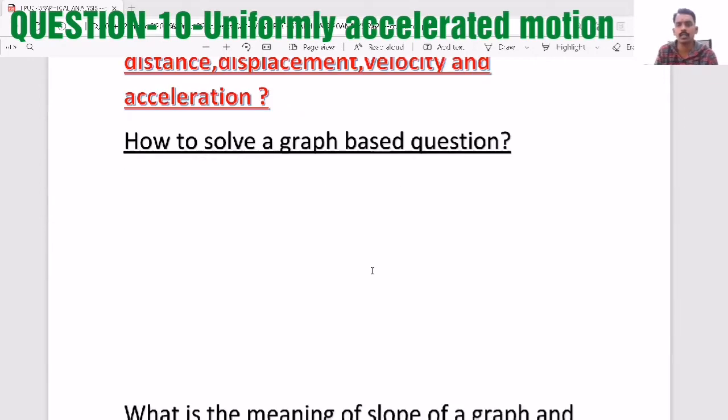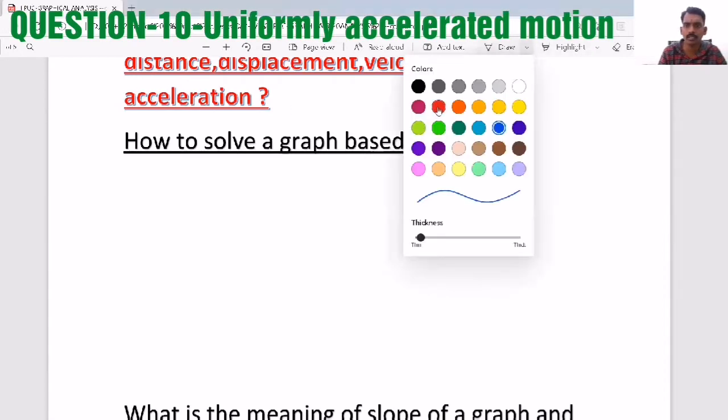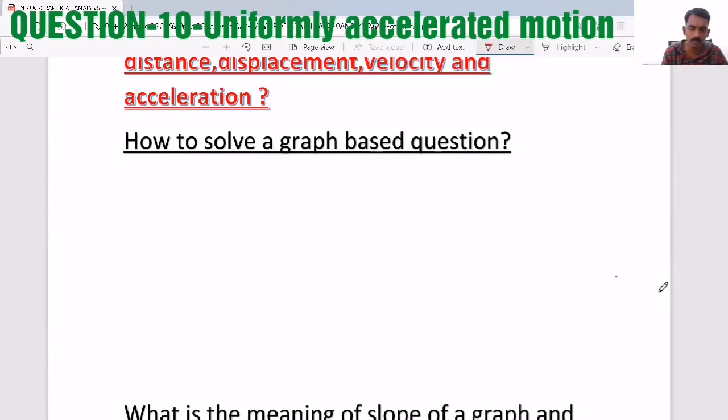Whenever there is a question based on a graph, what kind of question will come? How to solve a graph-based question? See, the very first thing they can ask is to draw the graph. This is the first thing they can ask.